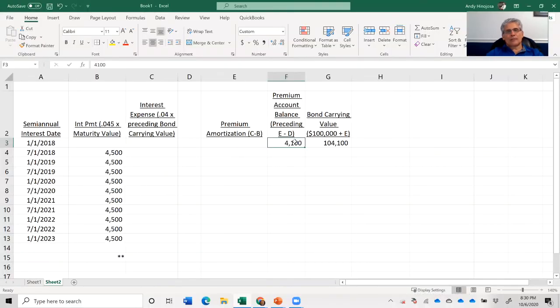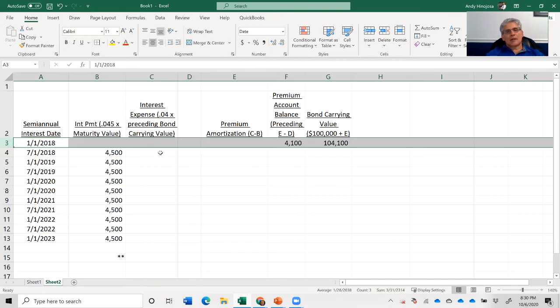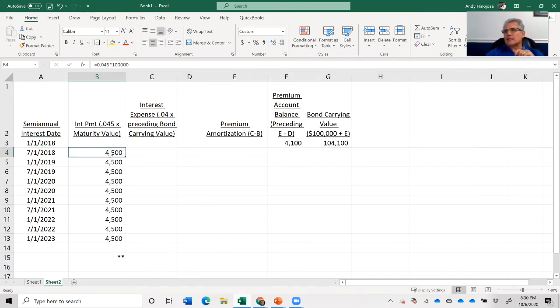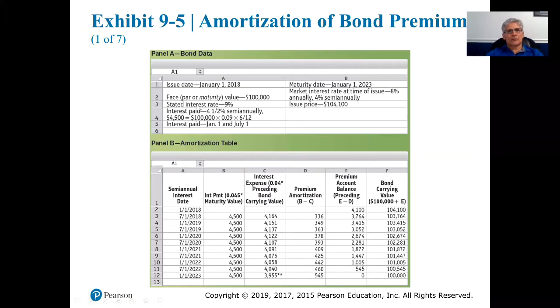$4,100 is the premium, and the bond carrying value is computed by taking $100,000 plus the premium. So when we first issued this bond, our carrying value is $104,100. Now the interest payment is going to be the same because of the terms. What are the terms? The terms call for 9%. So in terms of the payment, it's exactly the same circumstances.